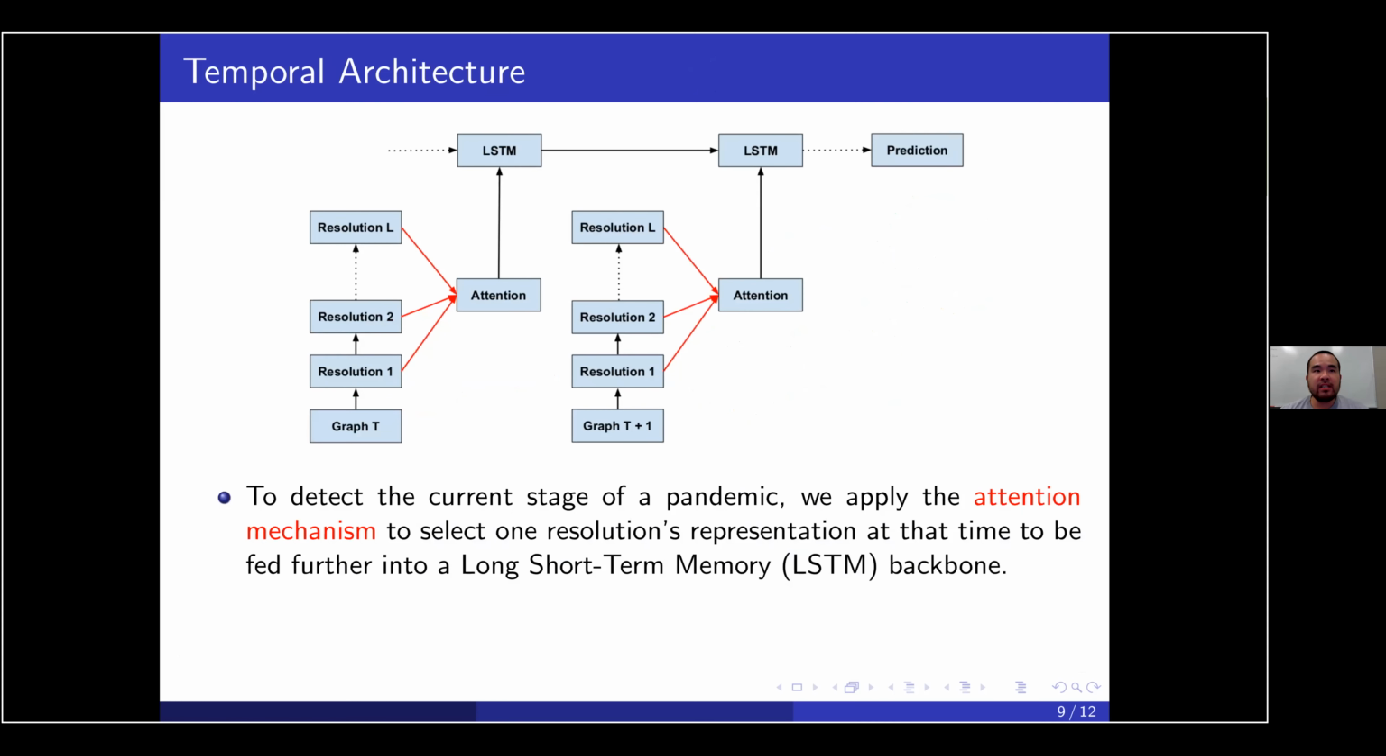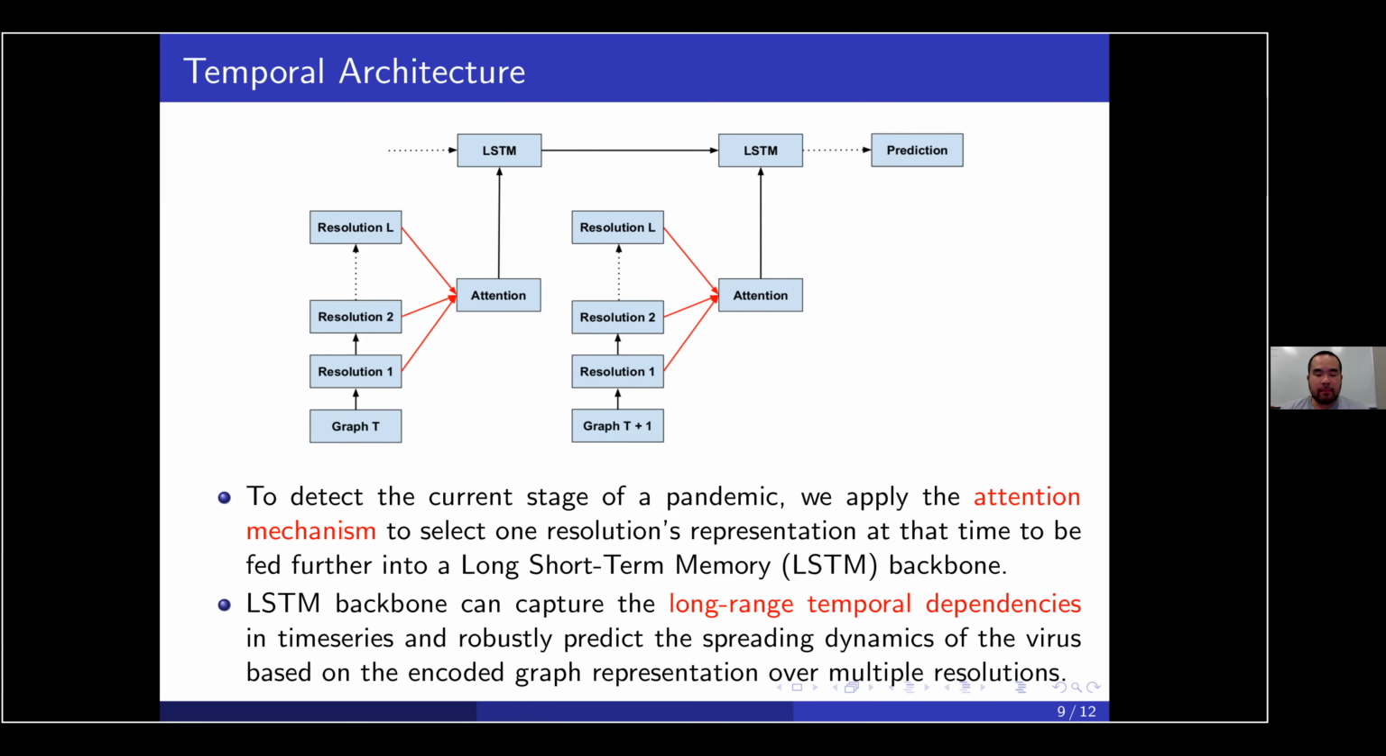This diagram describes our temporal architecture. To detect the current state of a pandemic, we apply the attention mechanism over multiple resolutions to select one resolution at that time to be fed further into a long short-term memory, LSTM, backbone. The LSTM backbone can capture the long-range temporal dependencies in time series and robustly predict the spreading dynamics of the virus.